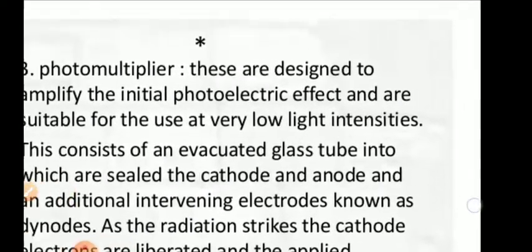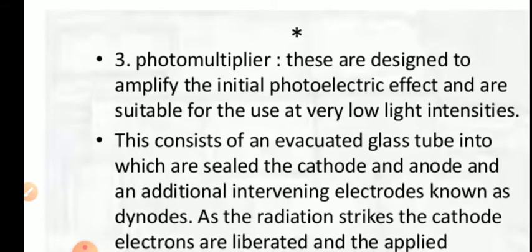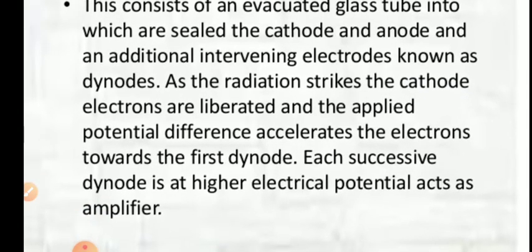The third type is the photomultiplier. Photomultipliers are designed to amplify the initial photoelectric effect, so they are very suitable for use at low light intensities also. Even if a low amount of light falls on the cathode, it can measure. The instrument can measure very low intensity light because it is designed to amplify the initial photoelectric effect.